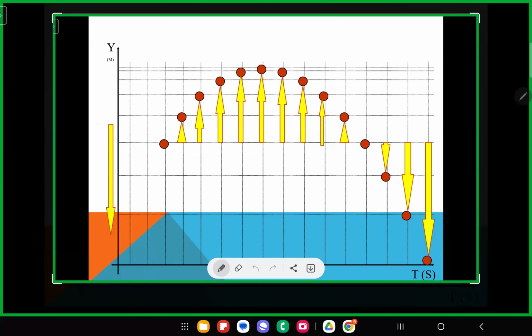That last vector there is equivalent to the height of the building that we had at the beginning. That's very, very important. Your displacement at the end is the same as the height of the building. So if they told you that this ball took 13 seconds to reach the ground, then your displacement at 13 seconds here is the negative of the height of the building.